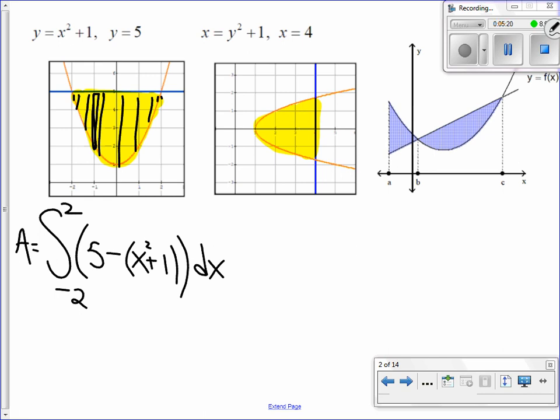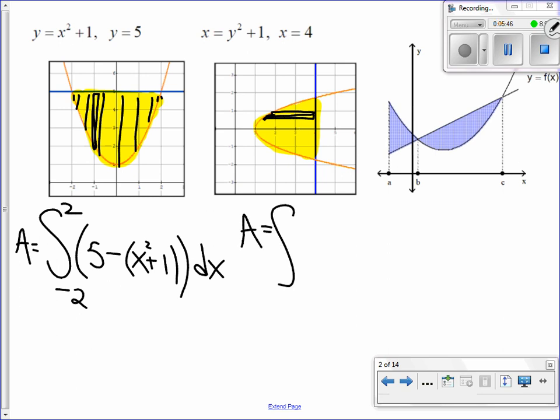Let's do the second one. Now, what do you want to use this time? Vertical or horizontal? Let's use horizontal. It's just good fun. You could do this using vertical strips. You would have to break this parabola up into two functions, though, so y top would be different than y bottom. So we won't do that. We're going to use horizontal strips. So we're adding up a stack of these.